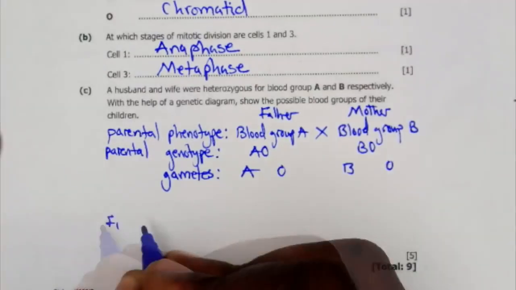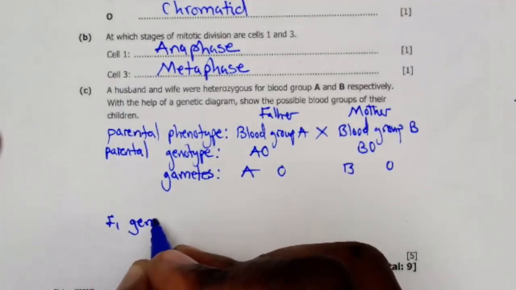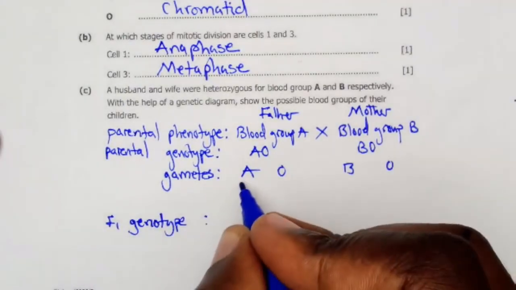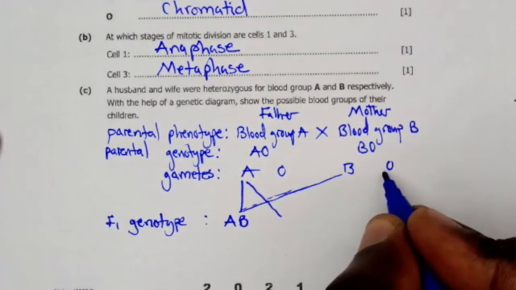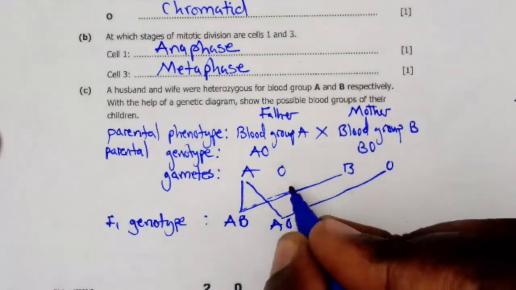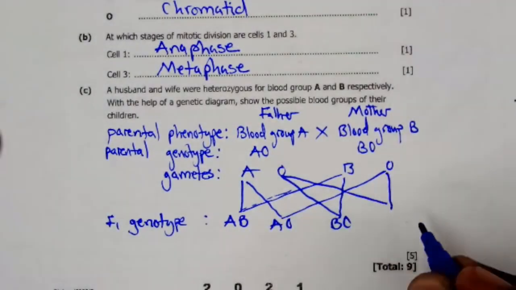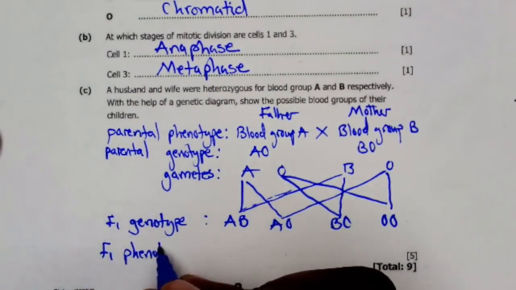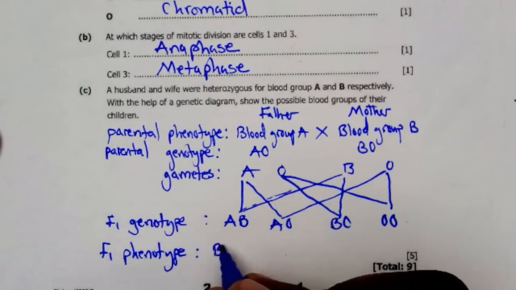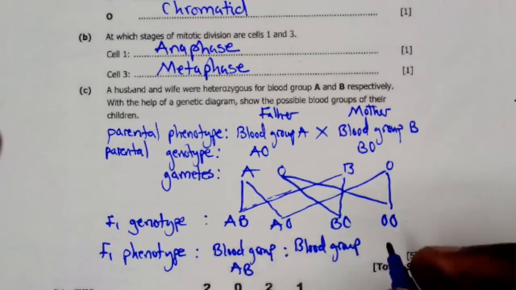Then next, we show the F1 offspring genotype, and we show the random crossing. So A will cross with B, creating AB. A will also cross with O, creating AO. O will then cross with B, creating BO, and O crosses with the O. Then the next step is to write the F1 offspring phenotype. So we have blood group AB, blood group A, blood group B, and blood group O.